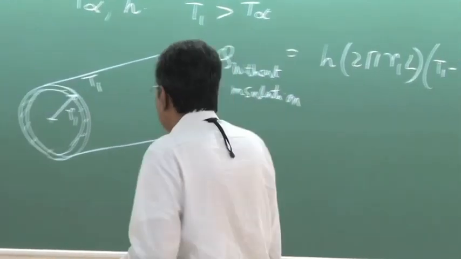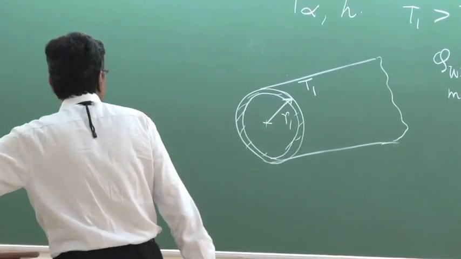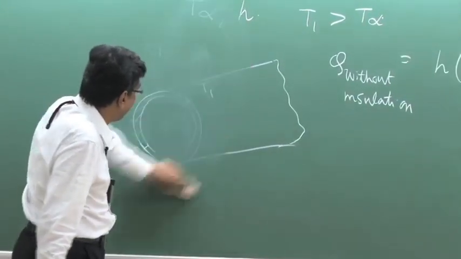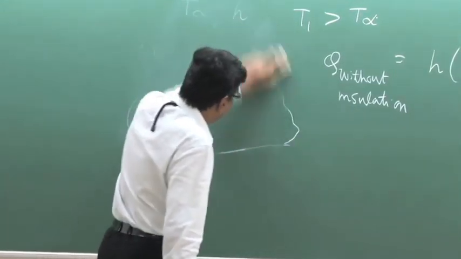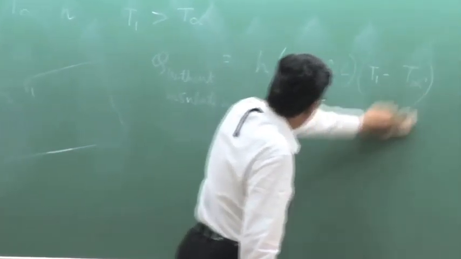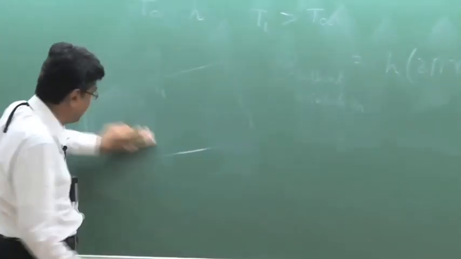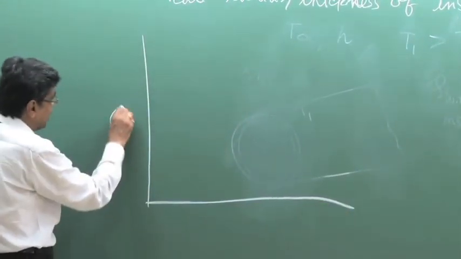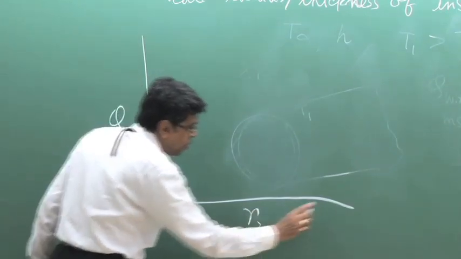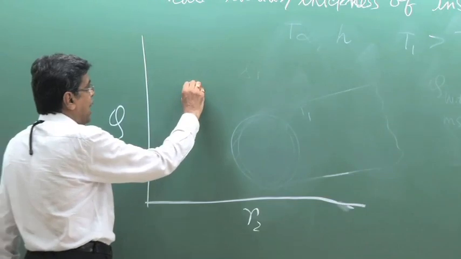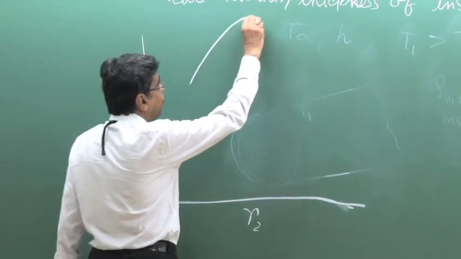Okay? Then immediately we can draw a figure like this. At R2 equal to K by H, it has a maximum. That means if I now draw a figure of heat transfer rate Q versus R2, it increases up to the maximum and then it decreases.